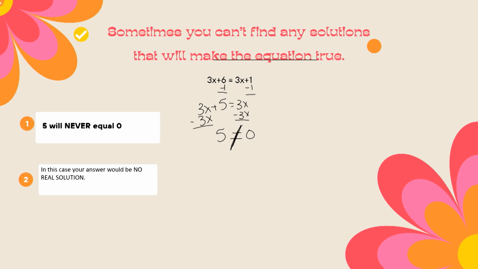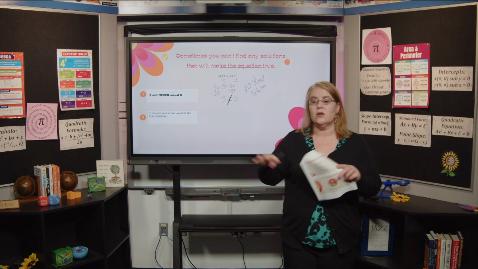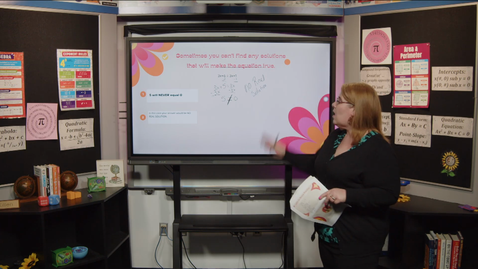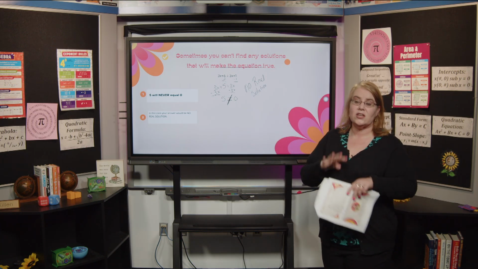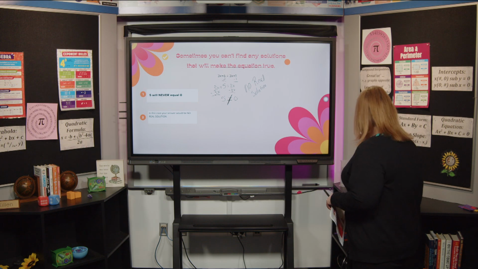In this case, your answer would be no real solution. So we would put no real solutions. Now remember, maybe later on in some of our math we can look at some imaginary numbers for things, but as of right now we're just saying there's no real solution. So then let's see what else we've got.